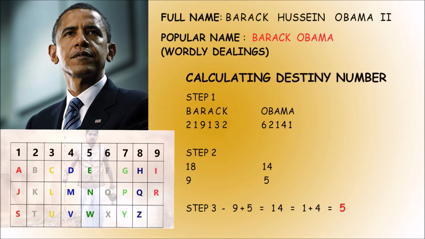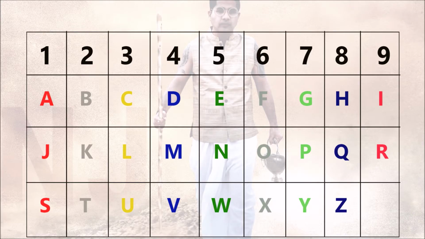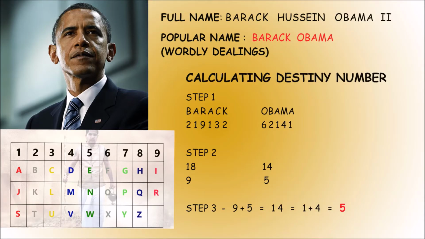When it comes to calculating the destiny number, that's very simple. The approach I am going to follow in this discussion is the Pythagorean system. In the very first step, you have to put the numerical value, using the Pythagorean table, for each letter of the name just below the letters of each part of the name. So for the first name Barack, you will write the corresponding numerical values, and even for the last name Obama, you will write the numerical value for all the letters.